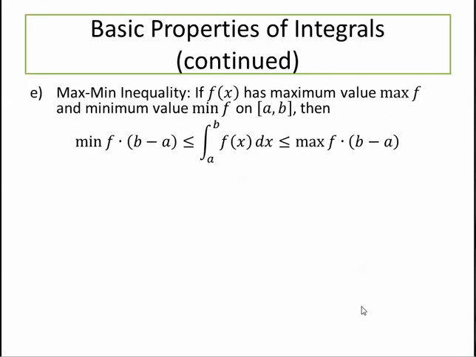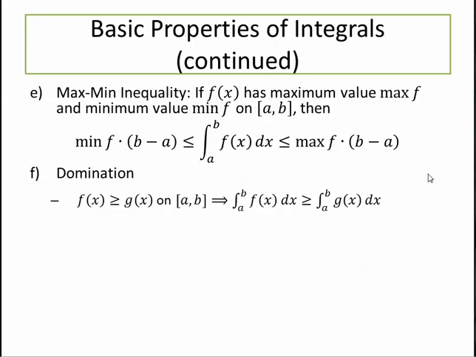The next property is called the min-max inequality, and it says that if your function has a maximum value max f and a minimum value min f on the interval, then the minimum of f times the width of the interval is going to be less than or equal to your integral, and that'll be less than or equal to the maximum of your function times the width of the interval.